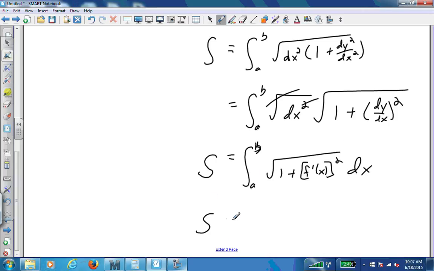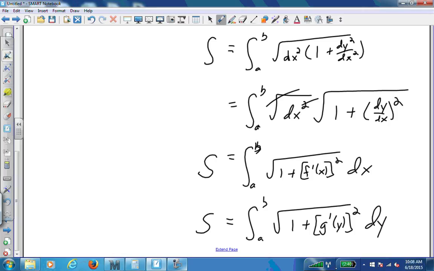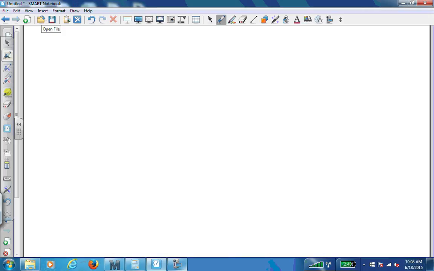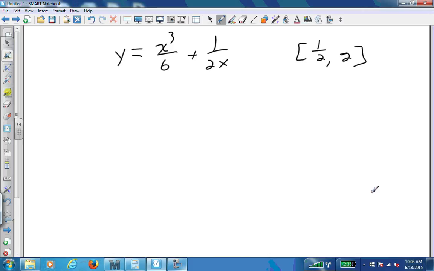If it turns out our function is in terms of y, then 1 plus the derivative of our function with respect to y squared dy. So let's look at an example. Let's suppose we have y equals x cubed over 6 plus 1 over 2x, and we're going from 1/2 to 2, and we want to find the arc length there.